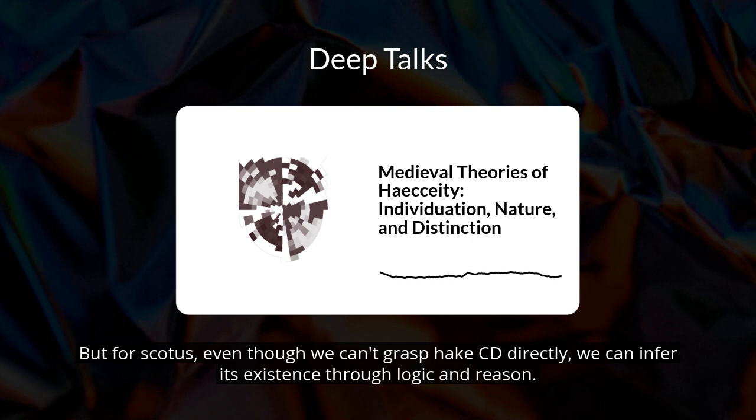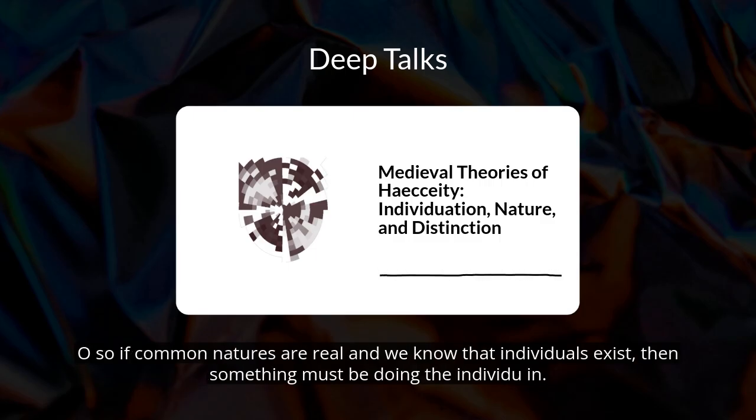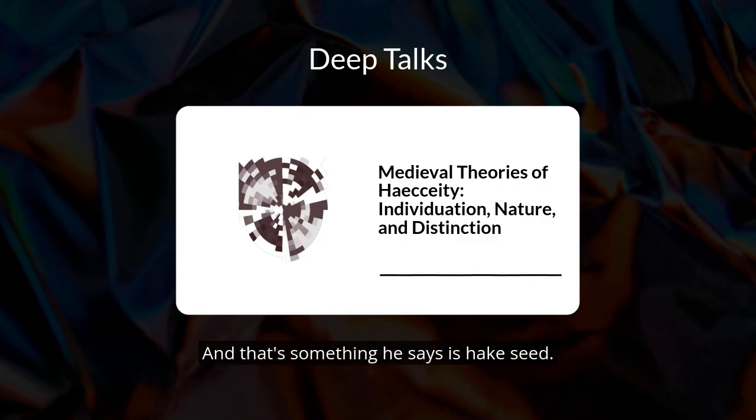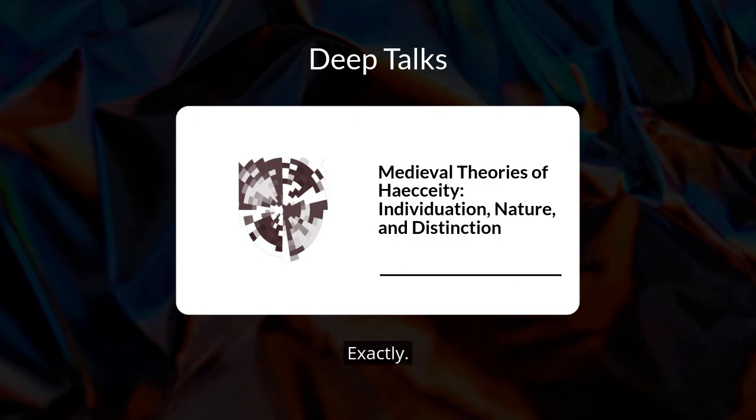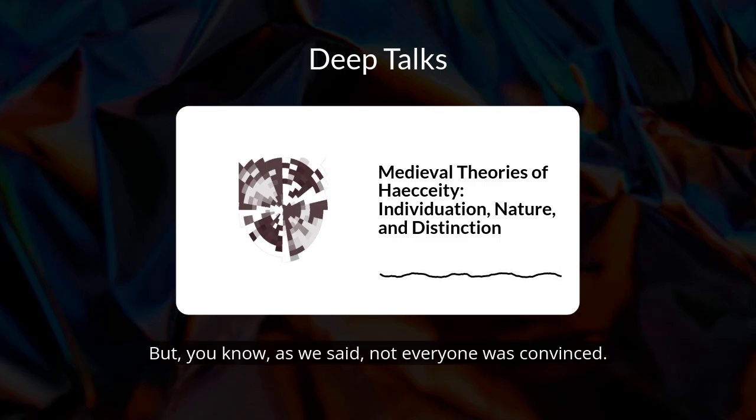But for Scotus, even though we can't grasp Haecceity directly, we can infer its existence through logic and reason. So if common natures are real, and we know that individuals exist, then something must be doing the individuating. And that something, he says, is Haecceity. So it's like a necessary piece of the puzzle to make the whole picture of reality fit together. Exactly. But, as we said, not everyone was convinced.